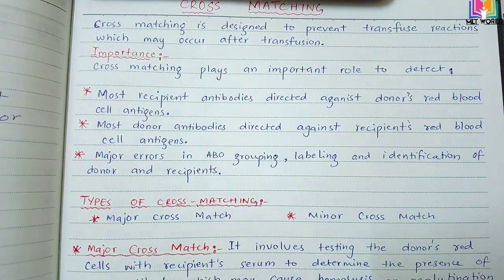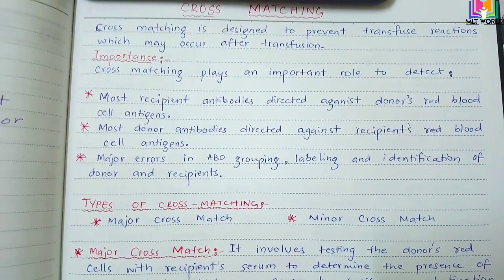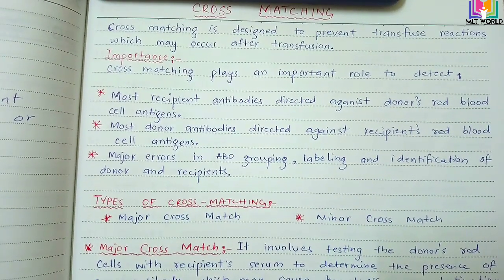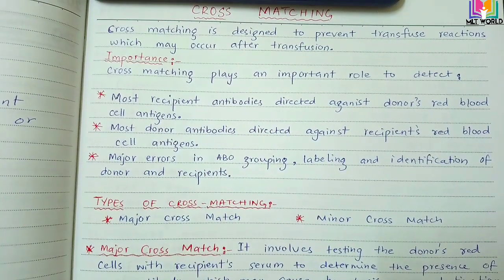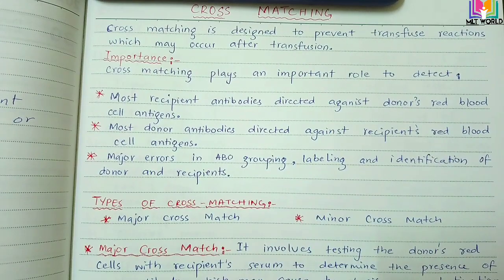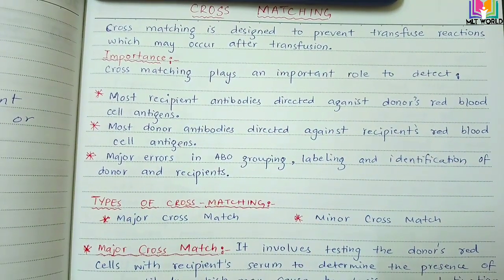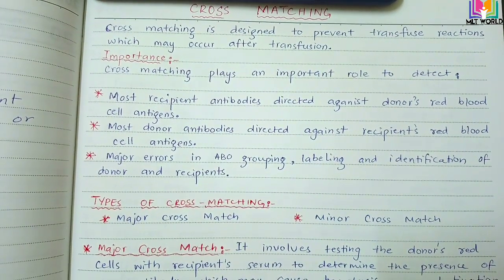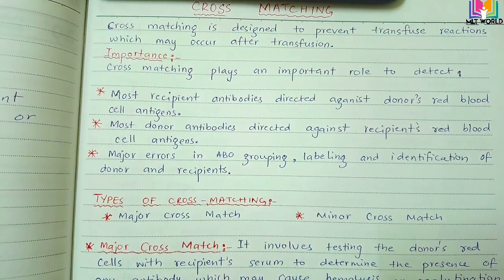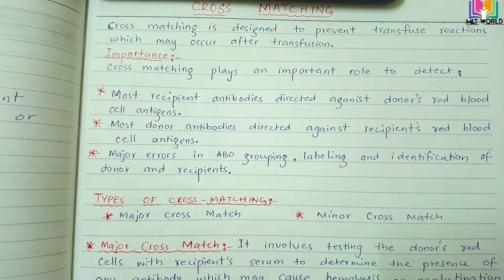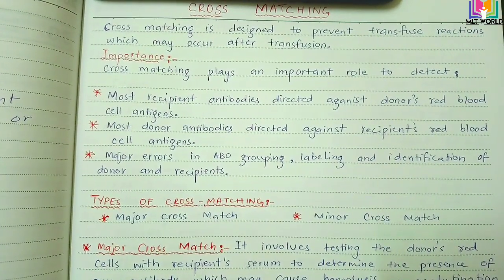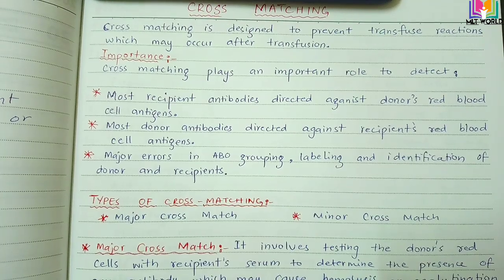Don't be confused by the first two points I discussed: recipient antibodies directed against donor red blood cell antigens, and donor antibodies directed against recipient red blood cell antigens. When I discuss the types of cross matching, you will understand why in one point I used recipient antibodies but in the other point I used recipient red blood cell antigens.